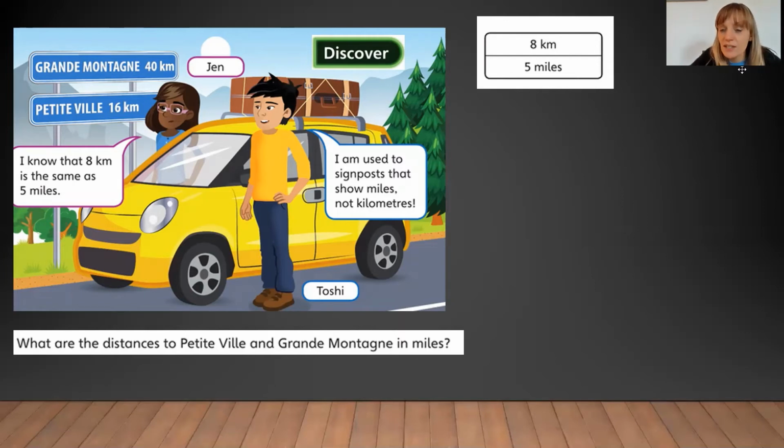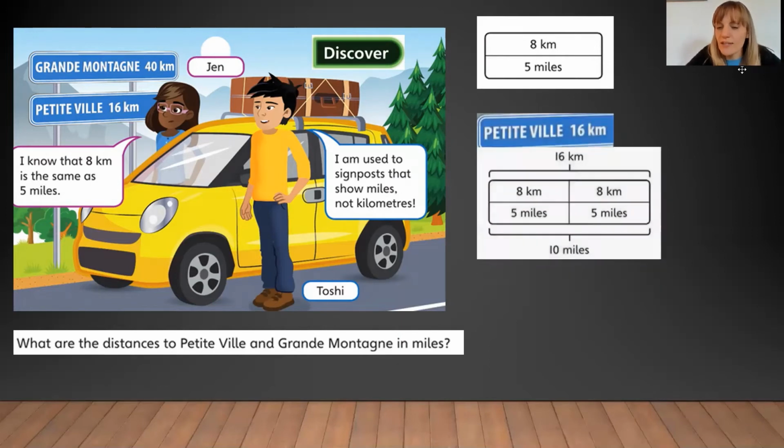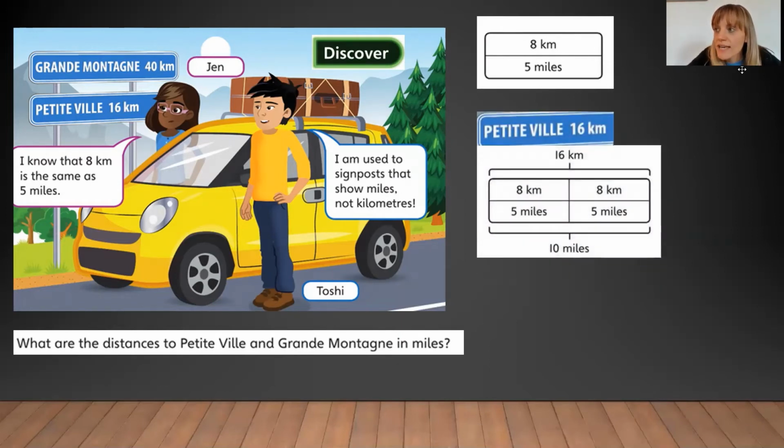Now we're going to have a look at the Petit-Ville distance first. That's 16 kilometres. I know that 16 is the same as 8 times 2, so 2 lots of 8 kilometres. I can look at it like this as a bar model. I've got 8 kilometres twice. 8 kilometres is 5 miles, so 16 kilometres must be 10 miles. I've got 2 lots of 8 kilometres, so I've got 2 lots of 5 miles.